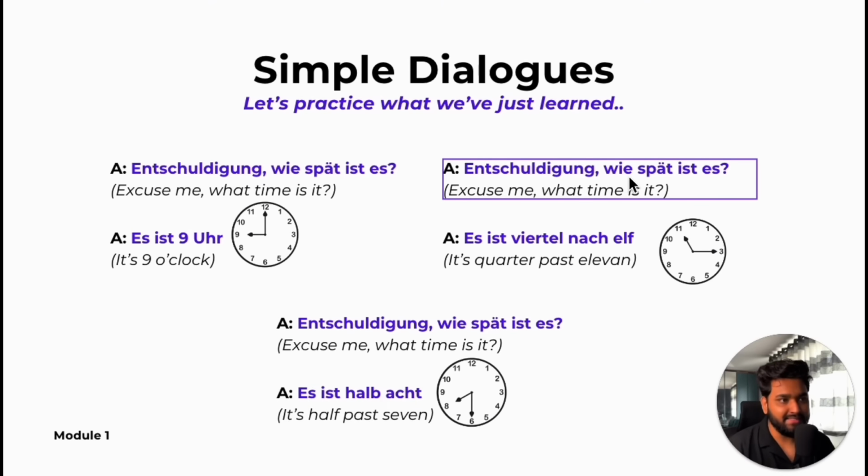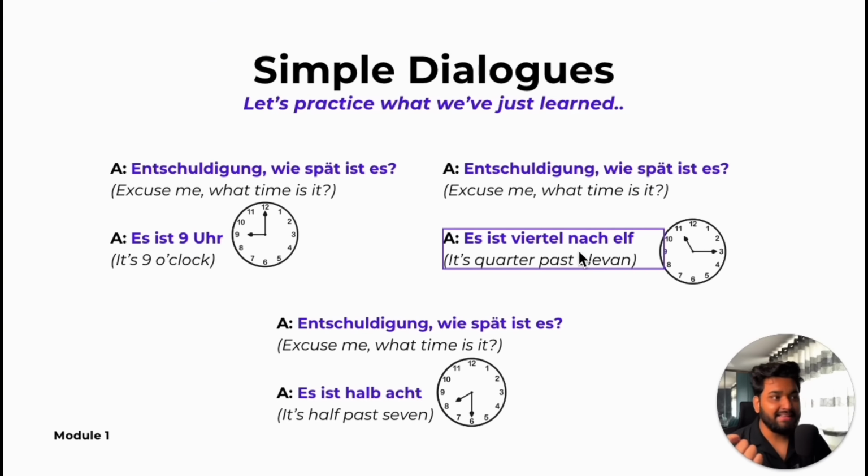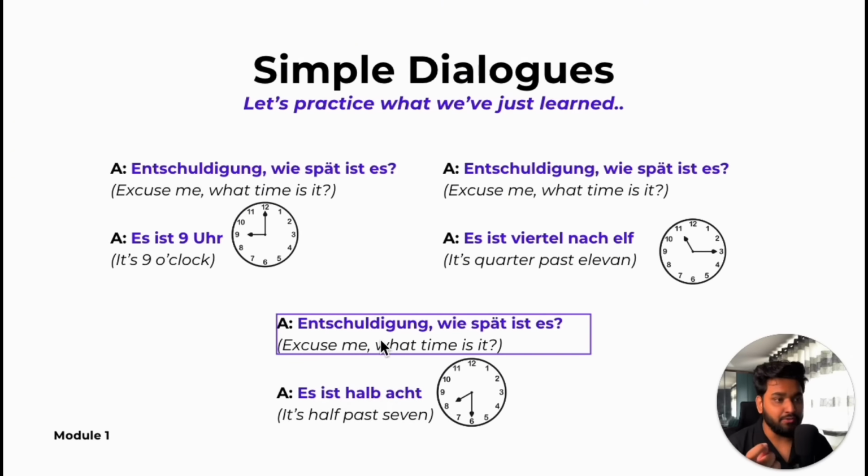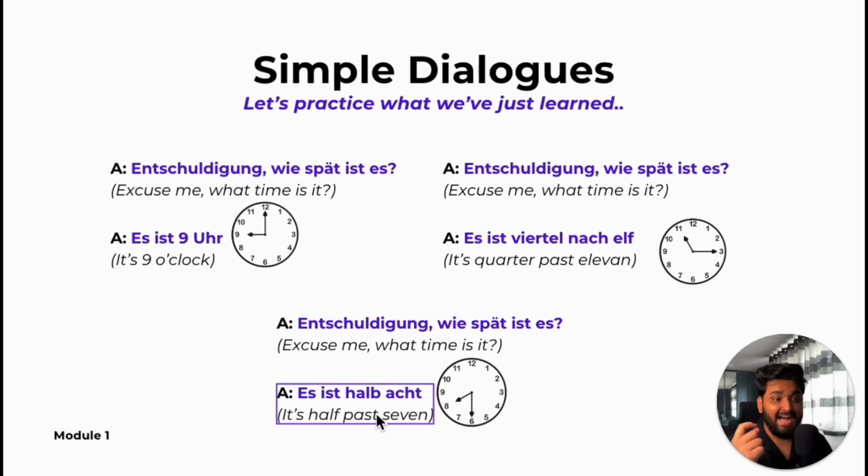Second example. Entschuldigung, wie spät ist es? Es ist Viertel nach 11. It's 11:15. Third example. Entschuldigung, wie spät ist es? Excuse me, what time is it? Es ist 7:30. You see? It's 7:30. That's why es ist 7:30.